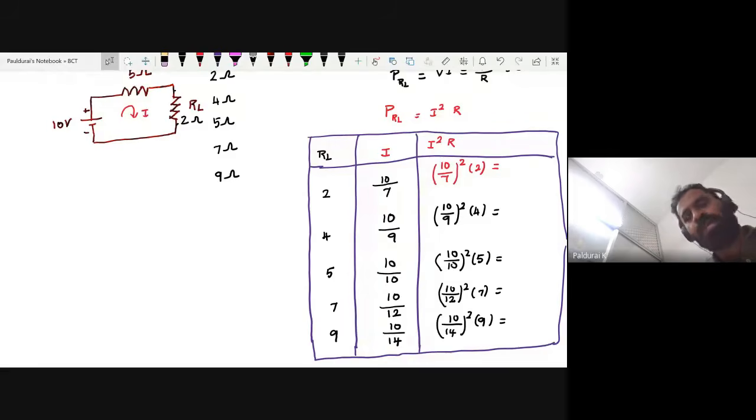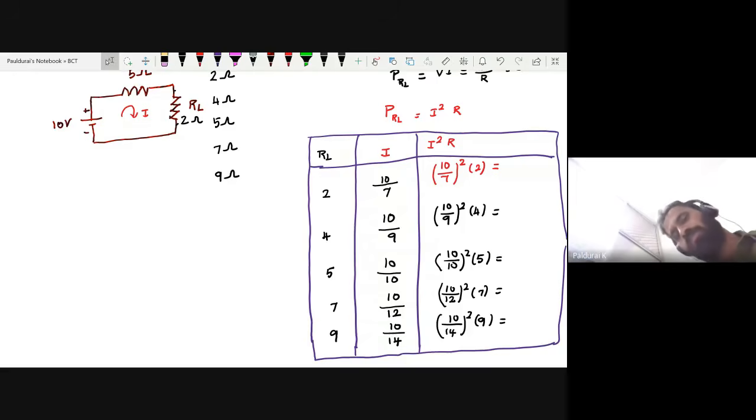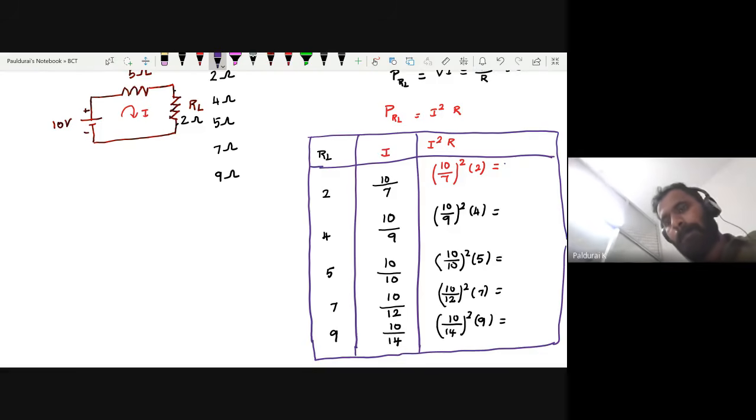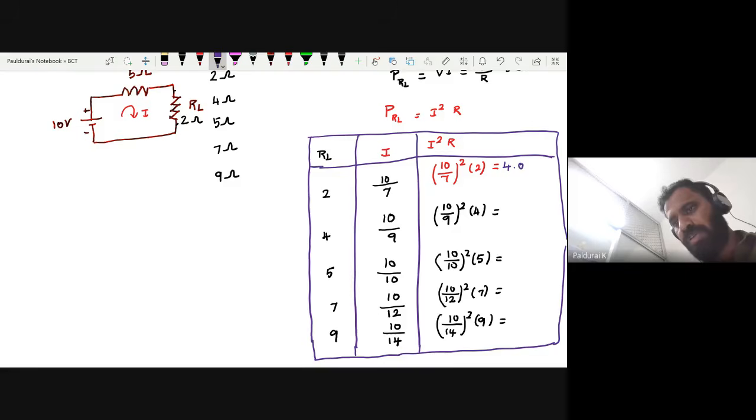Yes, study with me. So what is the first power? Power absorbed by the 2 ohm resistor. Anyone? What answer did you get here? The first answer is 10 by 7 the whole square times 2, which is 4.081 watts, right? You know that it is in watts. Okay, so 4.08. Second one.